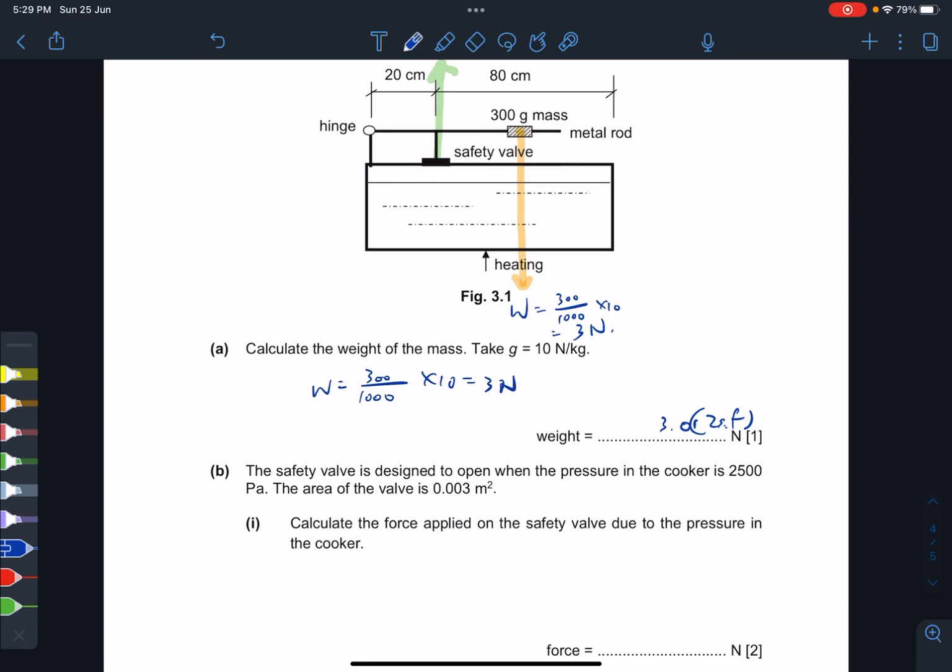Okay, next one. They say it will open when the pressure hits a certain value. Sure. So if you recall, P equals F over surface area. So you have P, you want to find F. So F equals PA, equals 0.003 times 2500 Pascal. 0.003 times 2500 is 7.5 Newton. 2 SF.